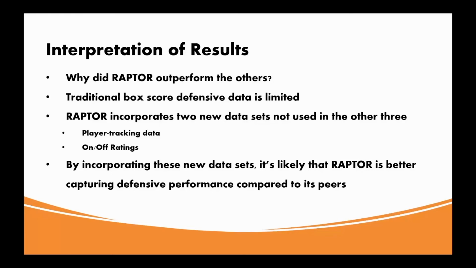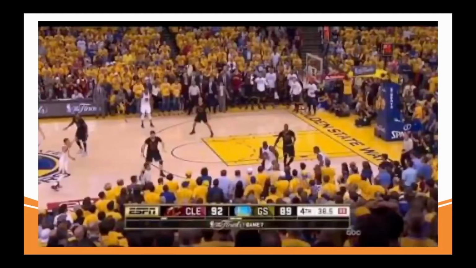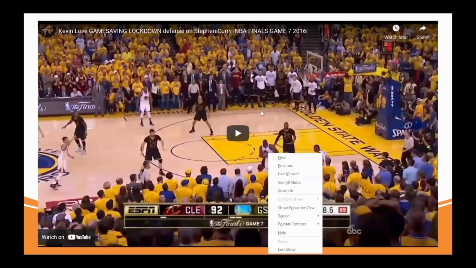I believe that Raptor incorporates 2 new data sets not used in the other 3 statistics. These are player tracking data, which tracks the location of all 10 players and the ball 25 times per second in each game, and on-off ratings, which track the performance of a team when a player is on the floor versus off of it. I believe that by incorporating these new data sets, it's likely that Raptor is better capturing defensive performance compared to its peers. So this video is an example of how this could possibly be occurring.